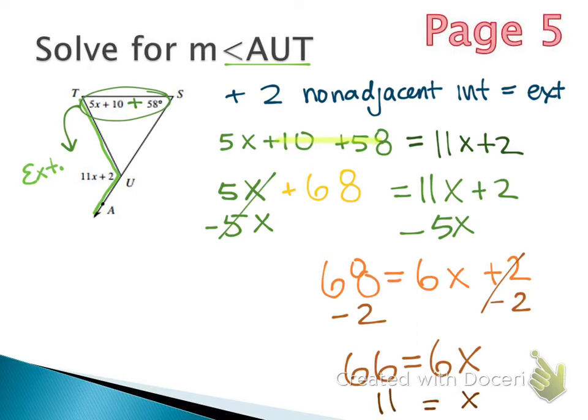So I still want to find the measure of AUT. AUT is the exterior angle, so we can just plug it in. Plug x in. What is 11 times 11? 121 plus 2, 123 degrees. Good. You're going to flip to the back. We're going to practice the word problems.